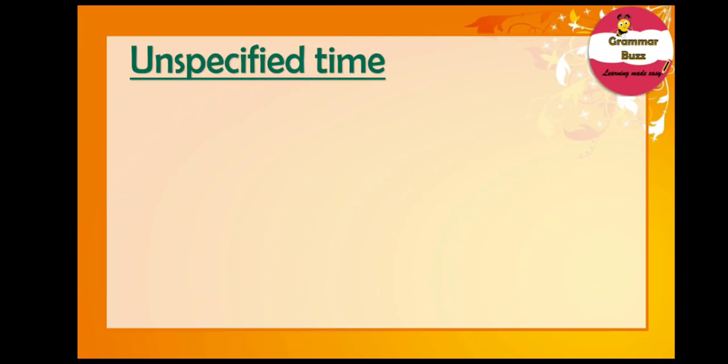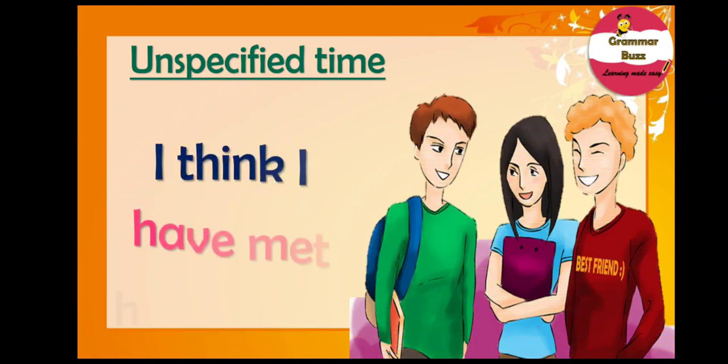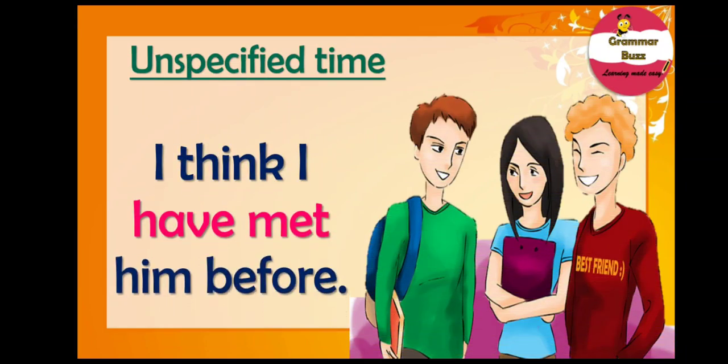Okay, let's take into account this picture, and our example sentence is, "I think I have met him before." Well, the verb in this sentence is "have met." Met is the past participle form of the base verb meet, and we have also used "have" together with "met." We used "have" since the subject of the sentence is the singular first person pronoun I.